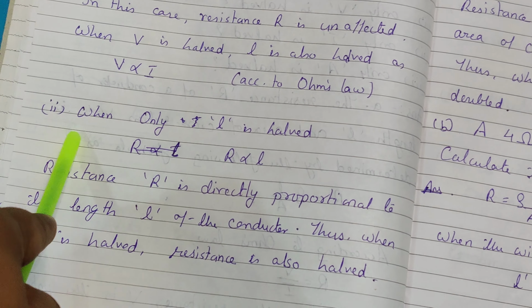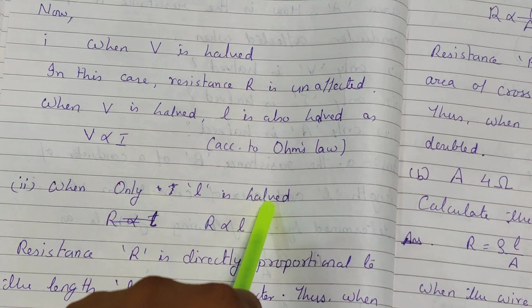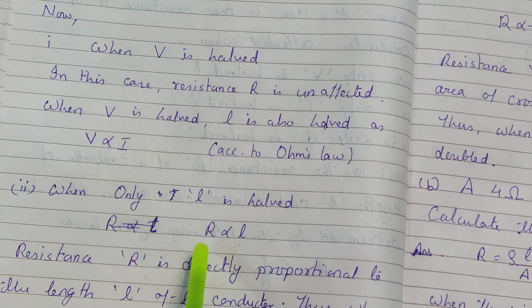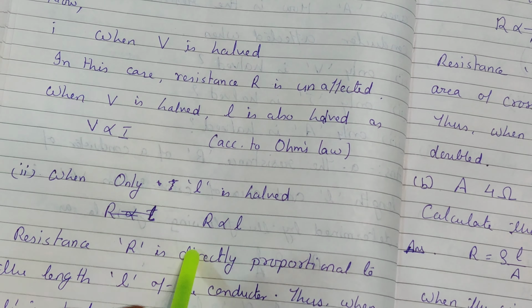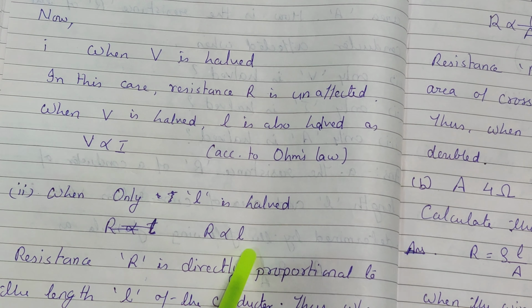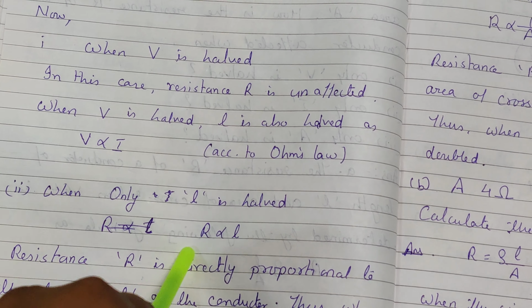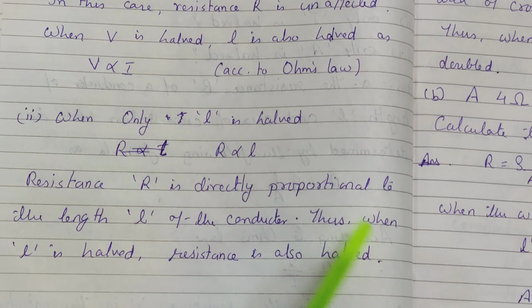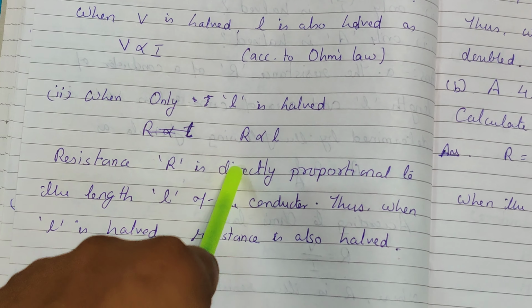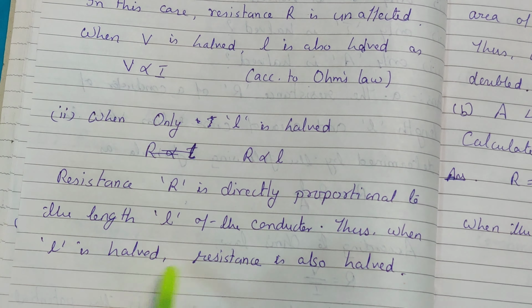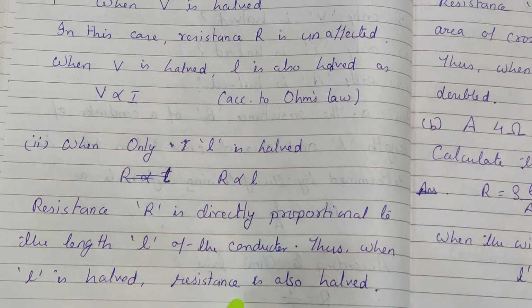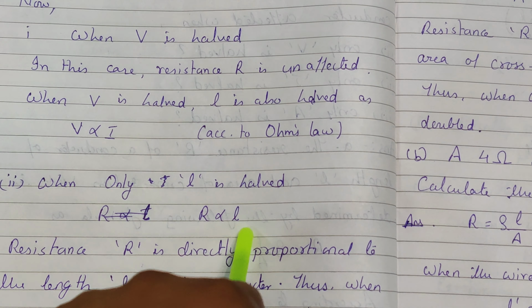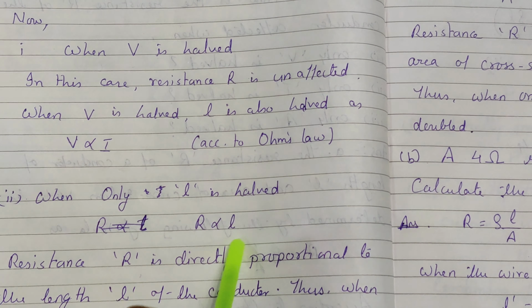Now what is asked when only L is halved? L means the length of the resistance is halved. What happens? Resistance is directly proportional to length. When L increases, R increases. When L decreases, R decreases. Thus when L is halved, R is automatically halved because R is directly proportional to L.